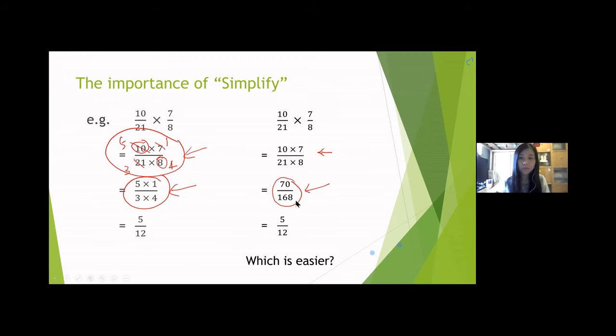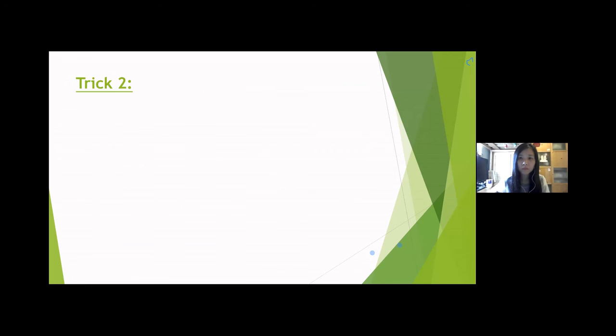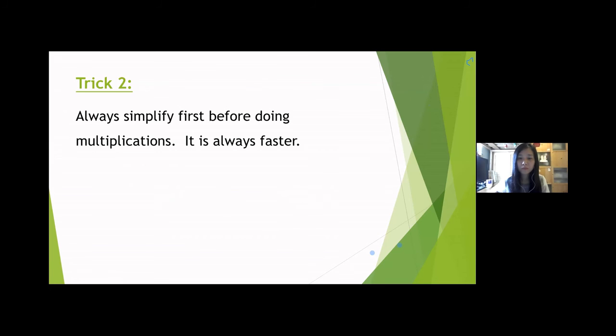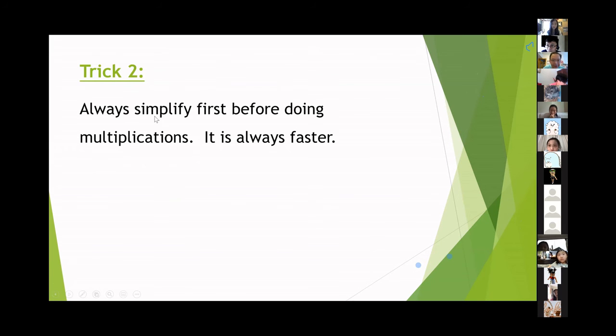Okay, if you still don't believe it, I want to show you another example. Take a look at that. Now, trick two, I'll show you first. Always simplify first before doing multiplications. It's always faster, always easier, because simplifying means dividing something at the very beginning. Take a look at this example.